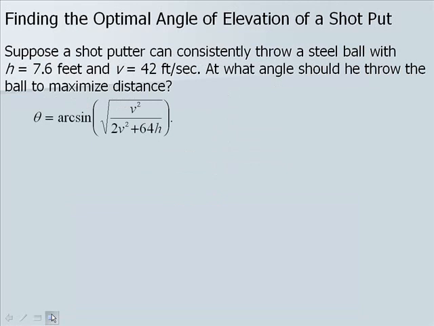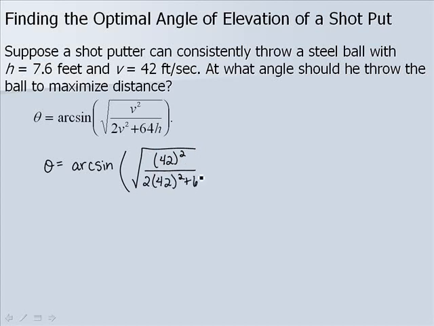Suppose a shot putter can consistently throw a steel ball with height h equals 7.6 feet and v, the velocity, equal to 42 feet per second. At what angle should he throw the ball to maximize the distance? So what we want to do is use the equation we were given before and plug in the values for v and h. So we have that theta will then be the arcsine of the square root of 42 squared over 2 times 42 squared plus 64 times 7.6.